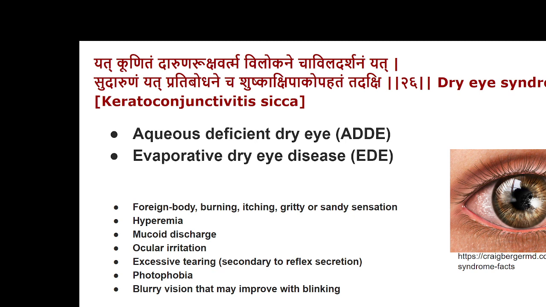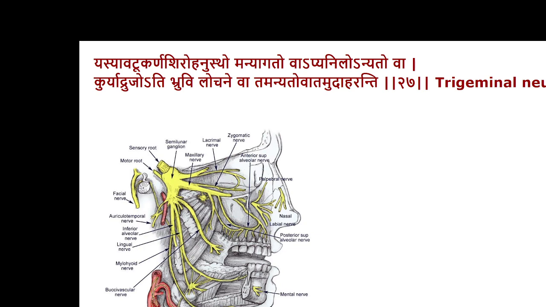Then the symptoms of dry eye could be, patients may present with a symptom like a foreign body in the eye, burning, itching and so on, or hyperemia may be seen. There could be thick mucoid discharge, which is what Sushruta considers as kunita, and there could be irritation of the eyeball region also. Excess tearing is occasionally common due to secondary secretion. Dry eye may present with excess tearing also. Photophobia and blurry vision may be features as well.